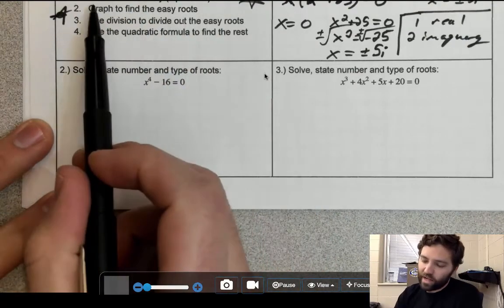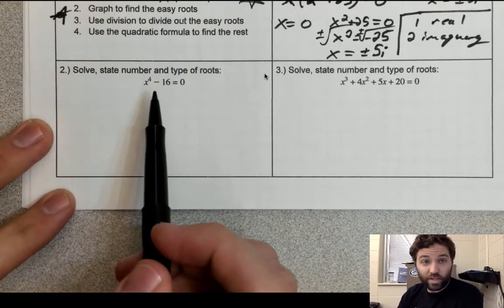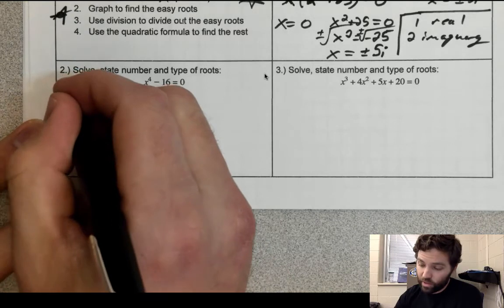So I follow the same steps. Factor immediately if possible. Now, this one turns out to be a difference of squares. You can break this into x squared.